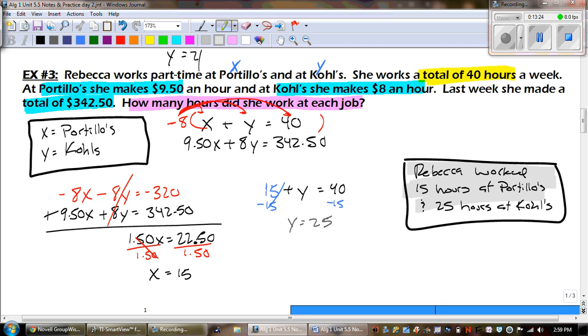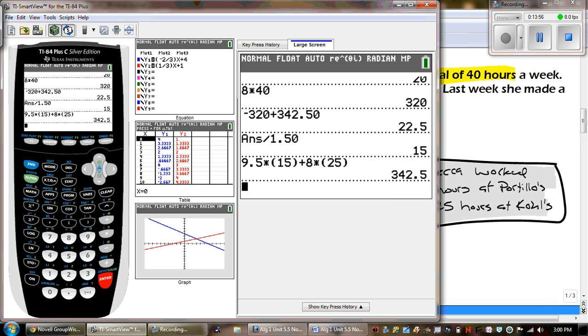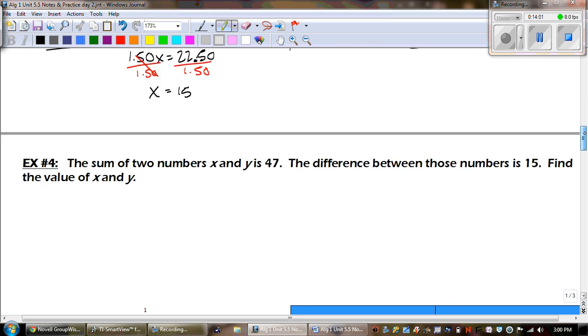Okay. How could I double check that I'm right? Well, I want to do the hard check. So I'm going to plug in the 9.5 times 15 because that's how many hours she worked at Portillo's. And I'm going to add that with 8 times 25. And these two together should equal $342.50. Oh, thankfully, I did it right. Okay. All right, let's flip it over.